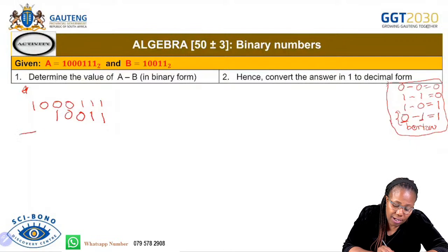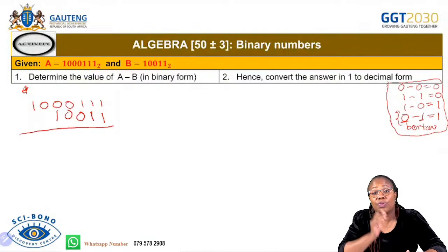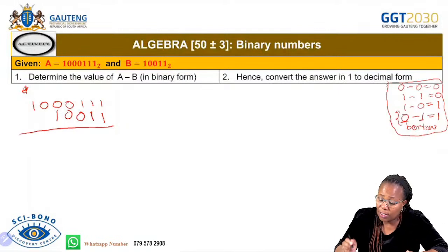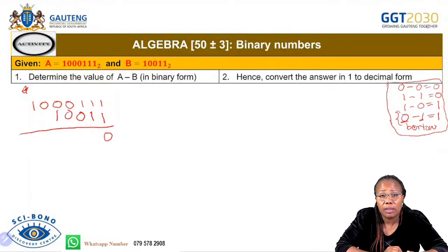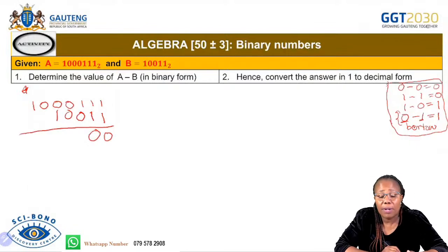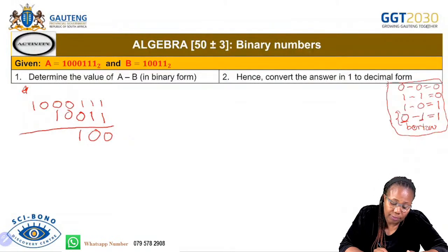And then from here now, let's start now with subtraction. We start from the right, moving to the left, okay? Remember the rule says what? 1 minus 1 is a 0, okay? 1 minus 1 is a 0. 1 minus 0, 1. 0 minus 0, 0.